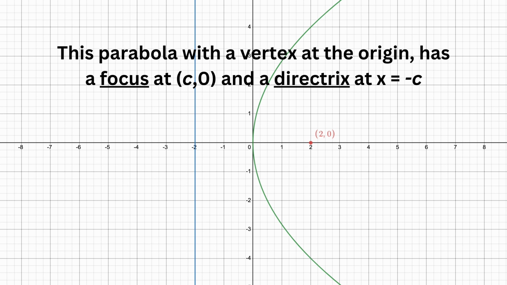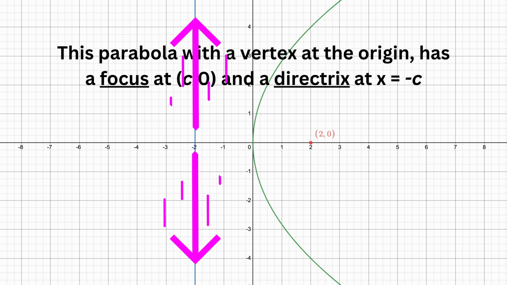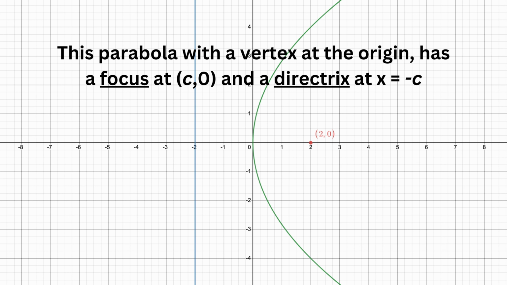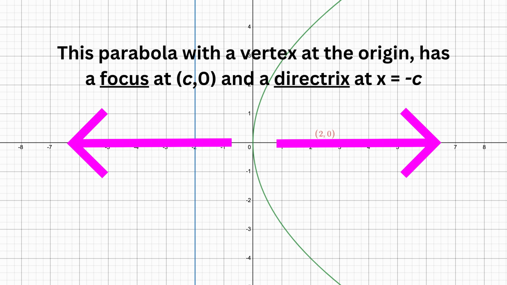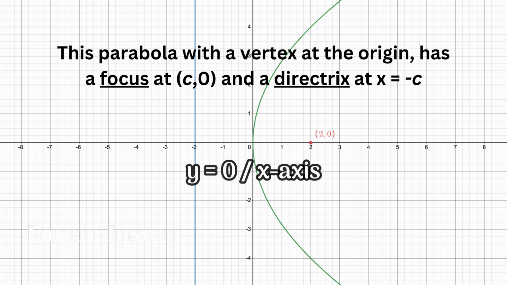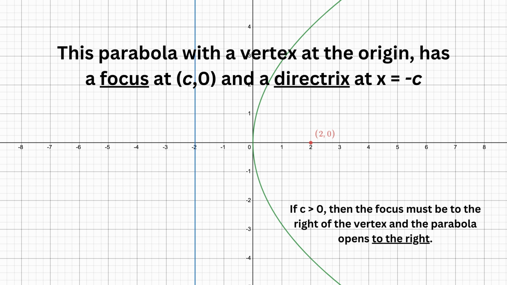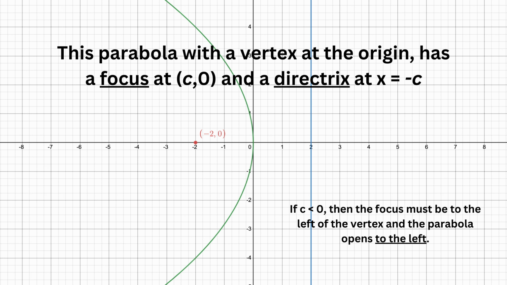Observe that this parabola opens to the right. Its vertex is at the origin, or (0, 0), while its focus is at the right, (2, 0). The directrix is the line at the left of the vertex, with equation x equals -2. The axis of symmetry is the line y equals 0, or the x-axis. The value of c is +2, since the distance from vertex to the focus is 2 units to its right, and the parabola opens to the right. In here, the value of c is -2, because the focus is on the left of the vertex, 2 units away, and the parabola opens to the left.